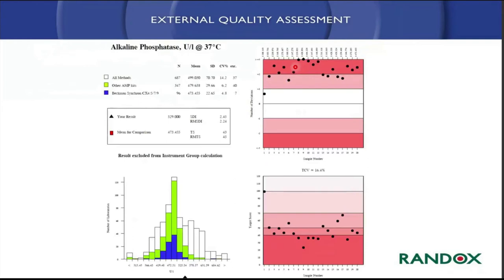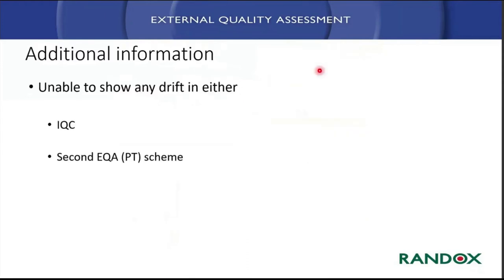Just to go back to the previous slide, as you can see, these are really every 2 weeks in this case. This is bi-weekly. So as you can see, they've been running for months in this situation, all because their internal QC was looking acceptable.